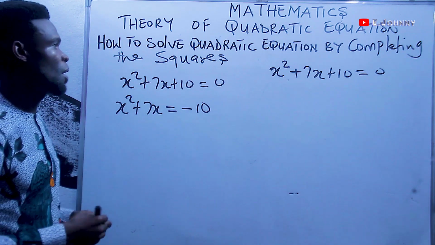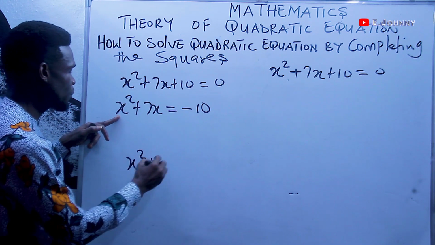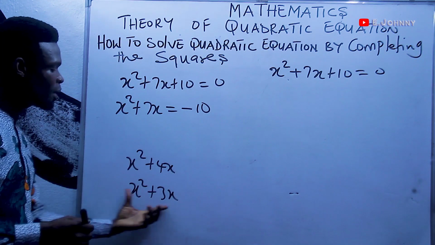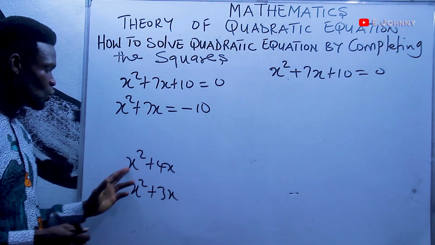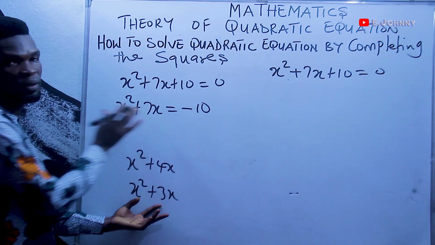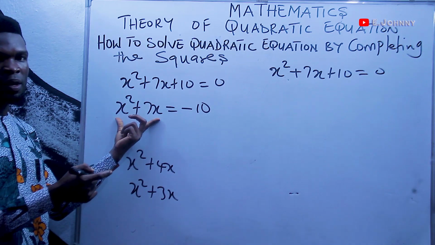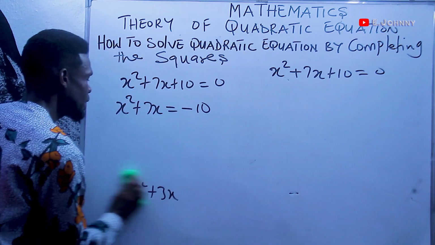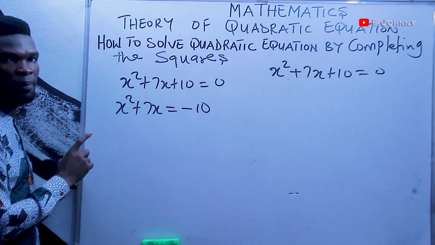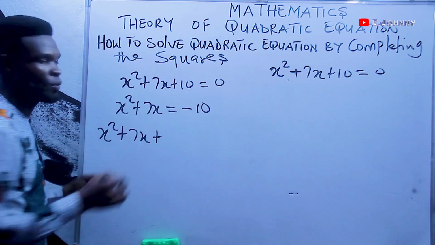Step 3. Now, have you seen what we have here, which is equivalent to when we started with x squared plus 4x or x squared plus 3x? And we said, what must be added to these two terms to make it a perfect square? That's exactly what you are seeing here: x squared plus 7x, which is 2 terms. So you ask yourself, what must be added to this expression on the left hand side to make it a perfect square? So we have x squared plus 7x plus, what must I add?